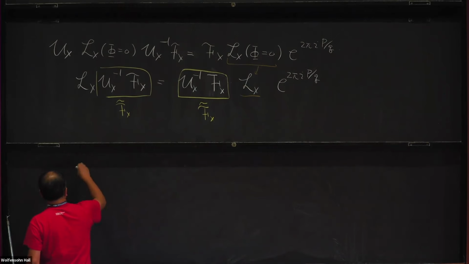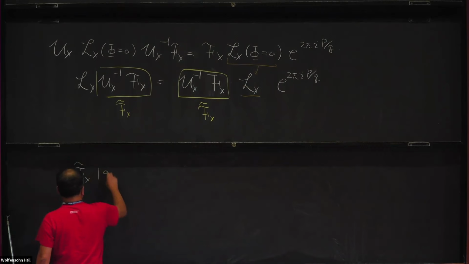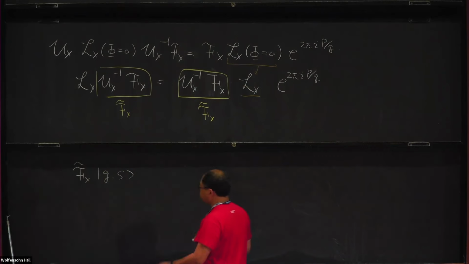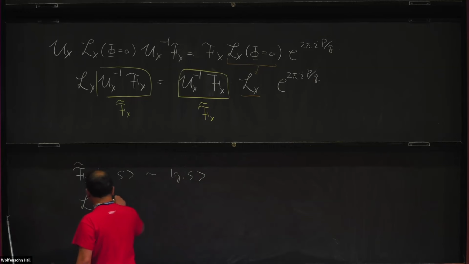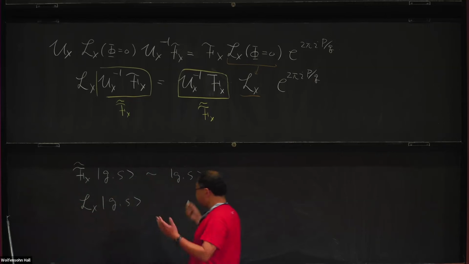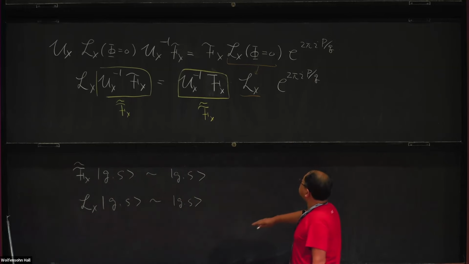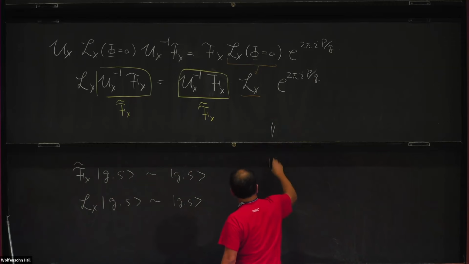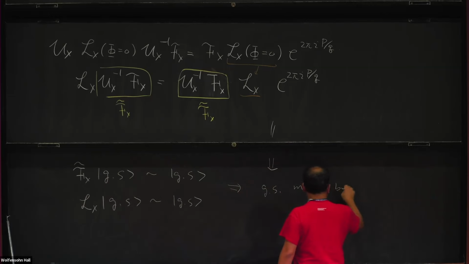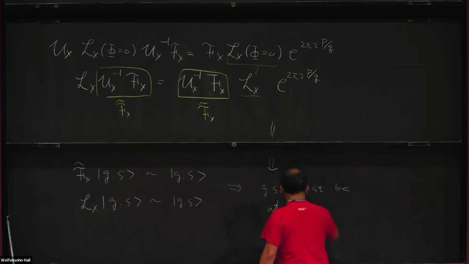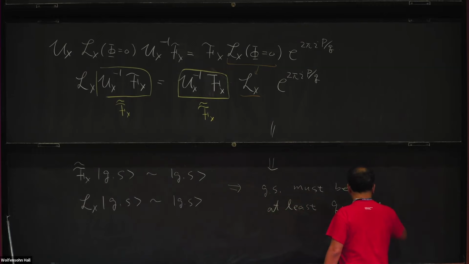Now we can say that if you apply this fx tilde to the ground state at zero vector potential, you should get the ground state. And also, if you apply this operator Lx, quasi-particle hole pair creation, dragging, and pair annihilation, you should come back to the ground state. But if you have only one ground state, then you cannot satisfy this relation. So in order to accommodate this commutation relation, the ground state must be at least q-fold degenerate.